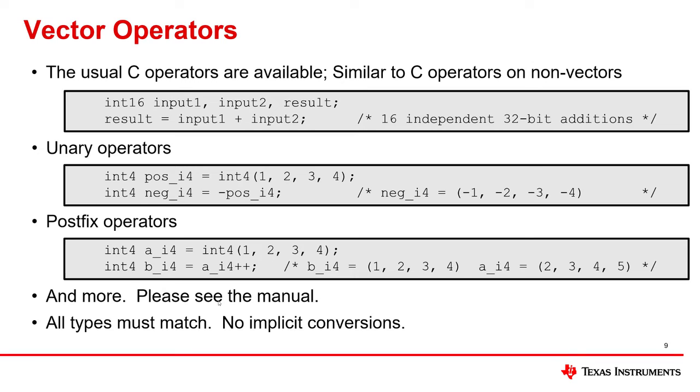Now there is one difference worth pointing out. In C operators on non-vectors, on scalars, the types don't all have to match. You can mix signed and unsigned and float and all that sort of thing in the same expression, and implicit conversions are defined for that sort of situation. When you're working with vectors, there are no implicit conversions. All the types have to match, or it will be rejected at build time.